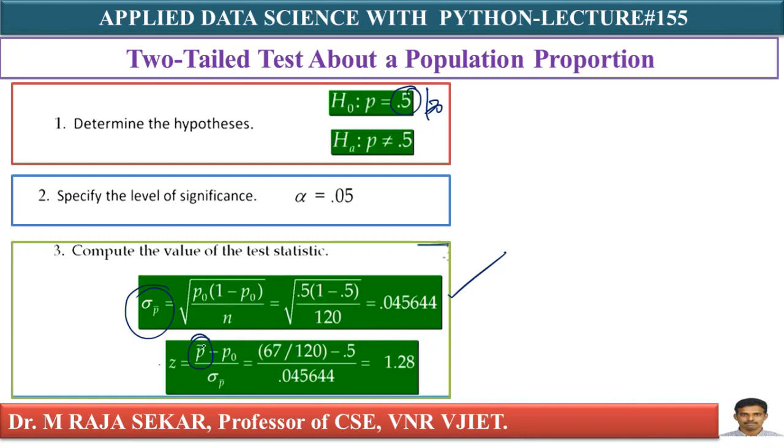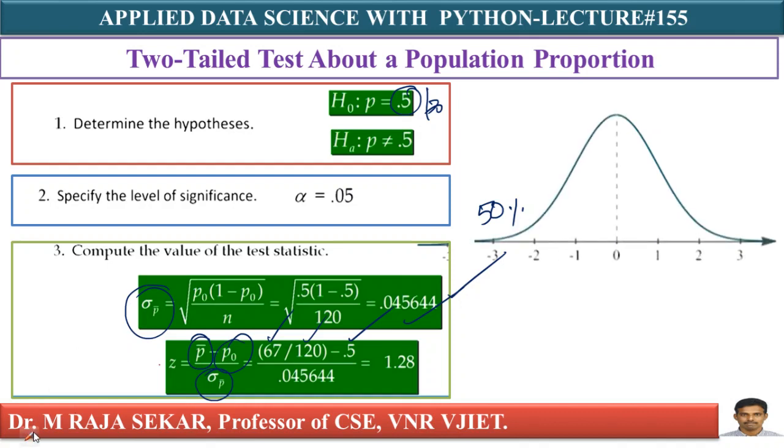P bar means sample proportion. What is my sample proportion? 67 favorable, total 120. P naught is given in the question itself as 50%, which means 0.5, divided by sigma p bar. I already calculated 0.045644, isn't it? Now what does it mean? As it is not equal to, it is a two-tail test. Why? Because in the alternative hypothesis we have the not equal symbol.